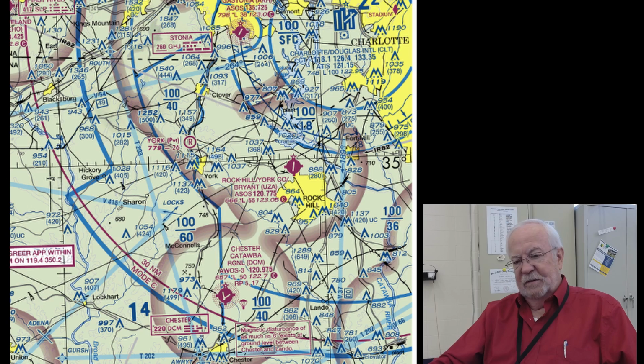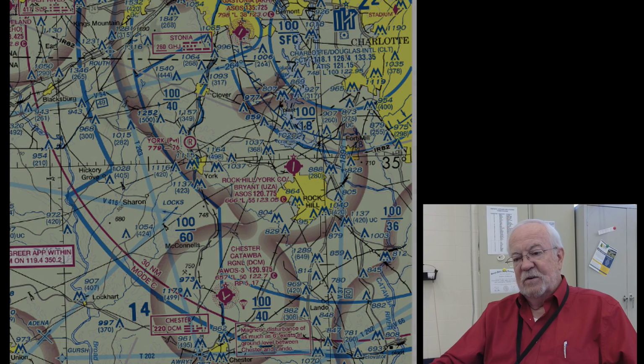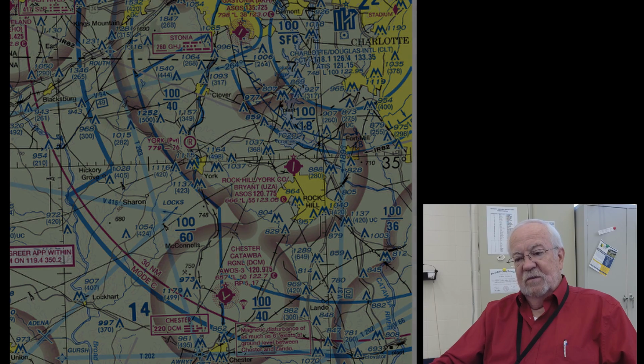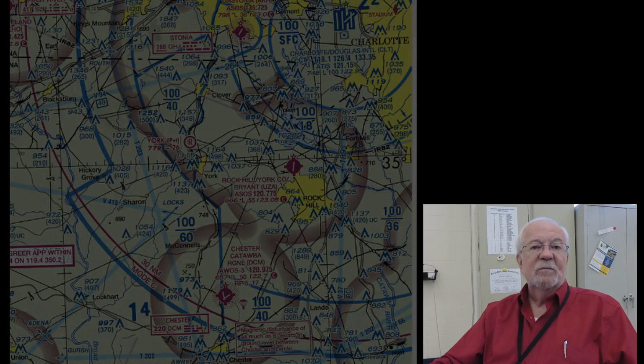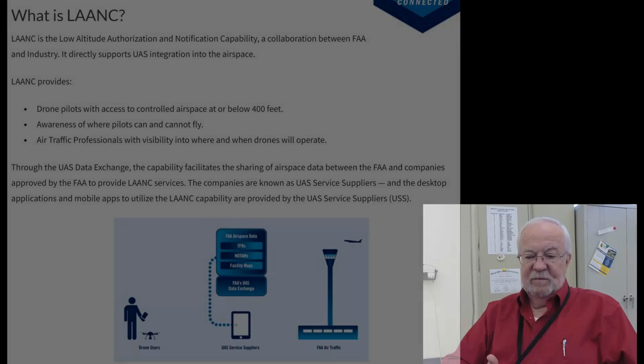All of these little shelf areas we don't really care about because we're below 400 feet. We do care about that center area right around the Charlotte airport. It says SFC, that's surface. So they're talking about at the surface. So we cannot fly in that area unless we get a waiver or unless we get permission. Well, that's how we get the permission.